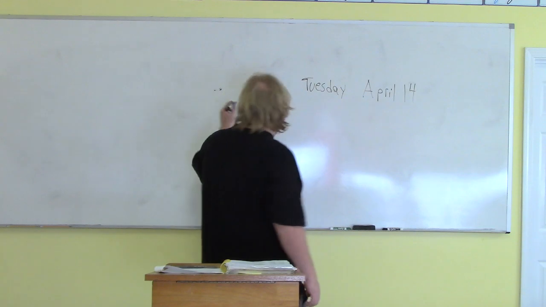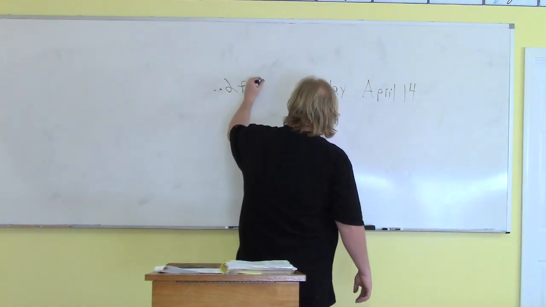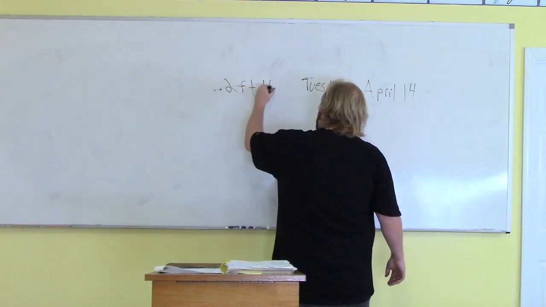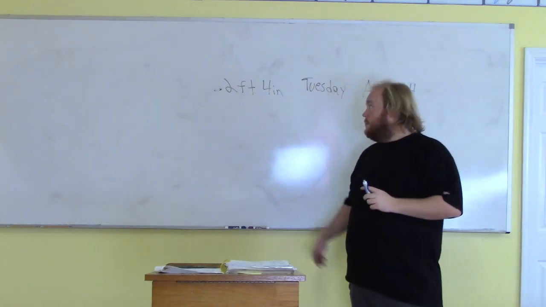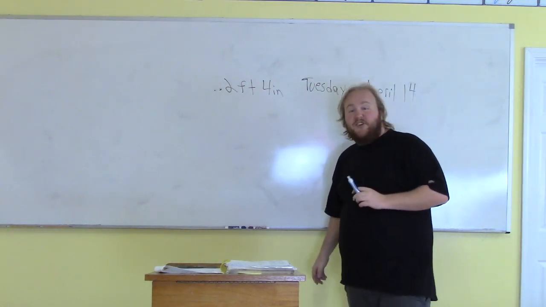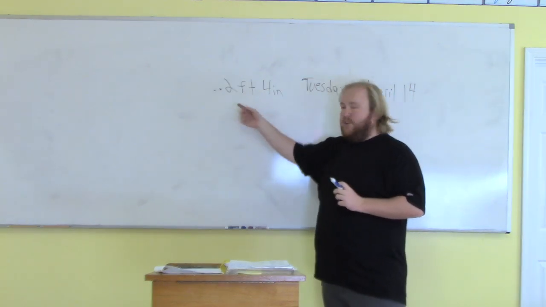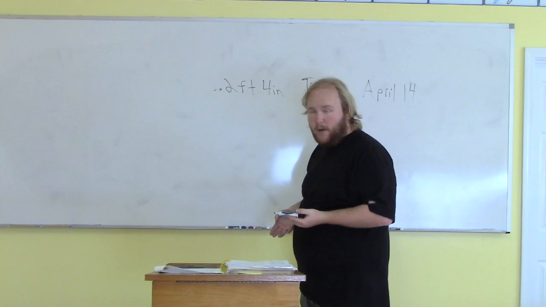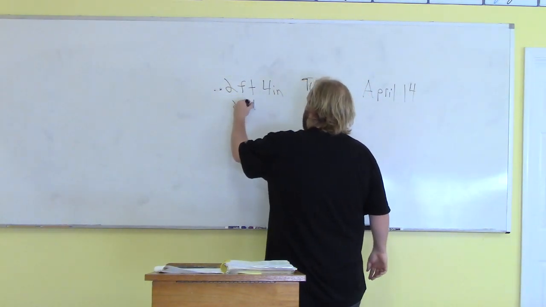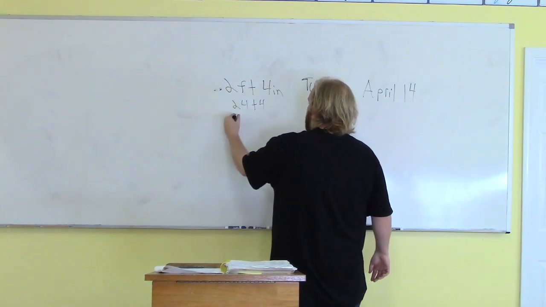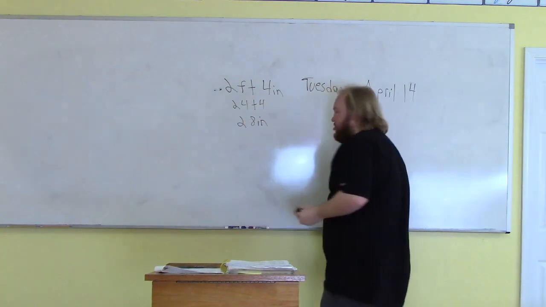So we've got 2 feet, 4 inches. So which one's the smaller unit? That's right, it's the inches. How many inches in a foot? 12. So 12 times 2, which is 24 plus 4, so we have 24 plus 4, and you have 28. Make sure you put in for inches.